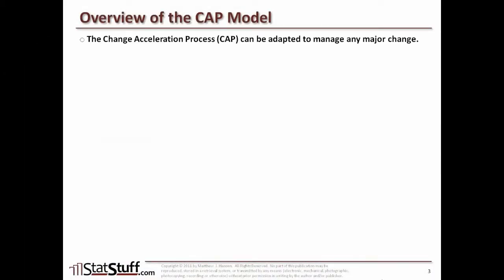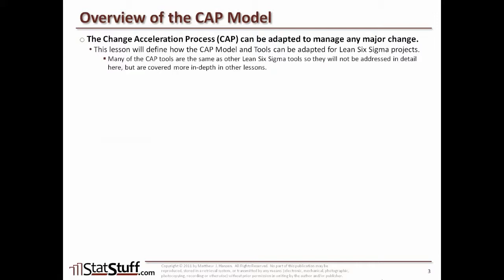First of all, this CAP model can be adapted to almost any major change that's going to be occurring in the business. So what we're going to go over in this lesson is to show how you can apply the CAP model and the different CAP tools, how we can adapt those to Lean and Six Sigma projects. Now, many of the CAP tools are the same as what's already used in other Lean Six Sigma tools, so they're not going to be addressed in detail here within this lesson, but those same tools are already covered in more depth in other lessons.